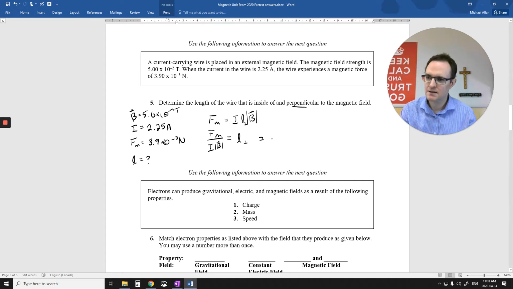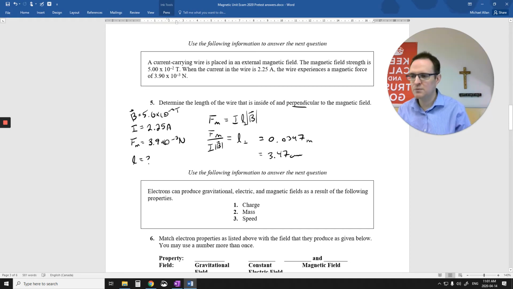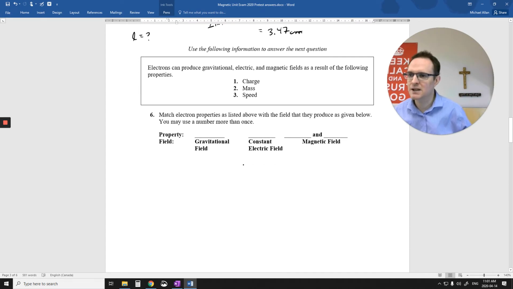So I get 0.0347. Yep, 3 sig digs sounds good, meters. I'm just going to change that into centimeters, just to make it look nicer. So 3 point, that's supposed to be meters there. 3.47 centimeters. I'm good.